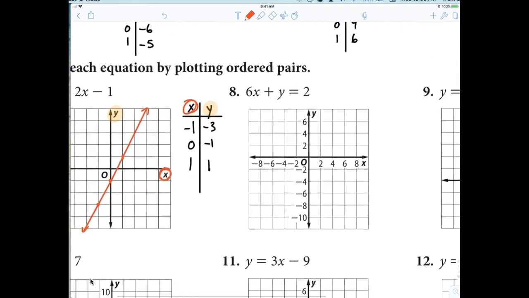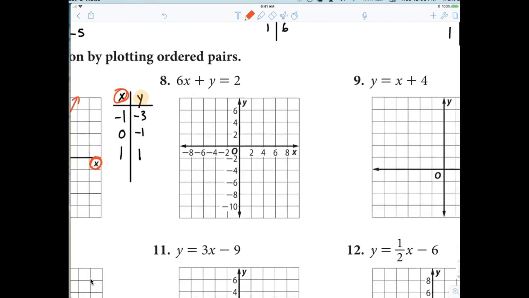All right. Now, next to number 8, please. I want everybody to rewrite it as y equals negative 6x plus 2. Negative 6x plus 2. Everybody with me? Hold on a second. And then you can just erase that if you want or cross it out. All right. y equals negative 6x plus 2.